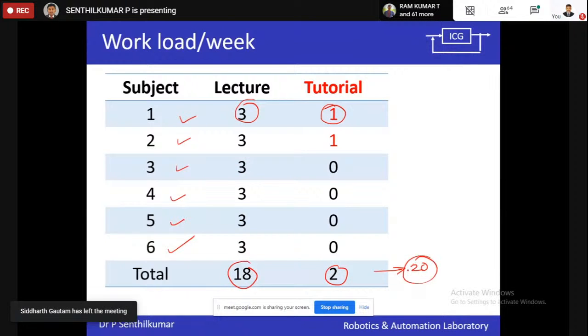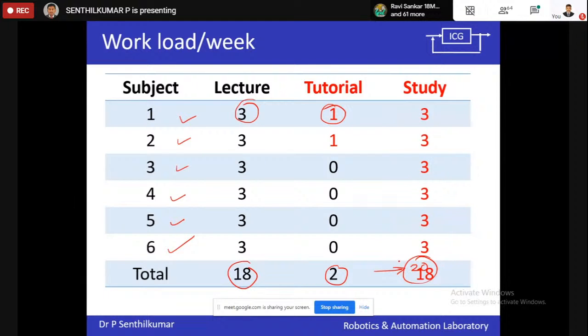So 20 hours looks like a part-time student. You are not a full-time student. So where are the remaining hours? Full-time means you have to work a minimum of 40 to 48 hours of study. So every day or every subject, for every 3 hours of lecture, you have to spend an equal amount of hours in your home, either for revising the content or solving assignment problems or doing some work.